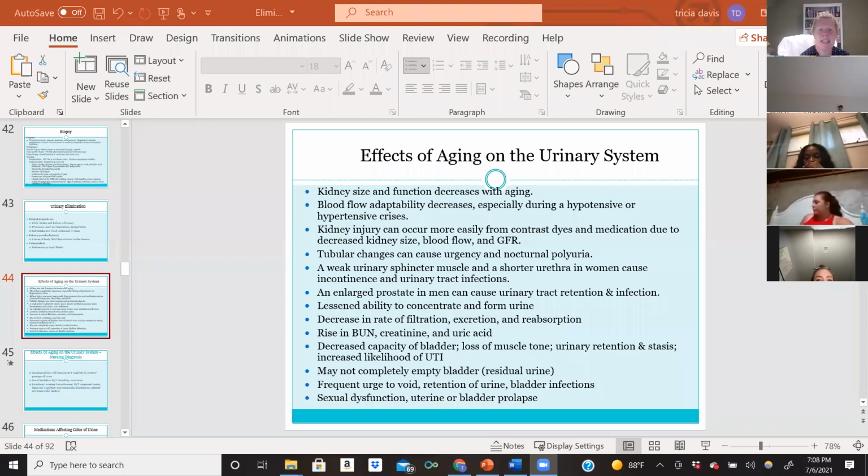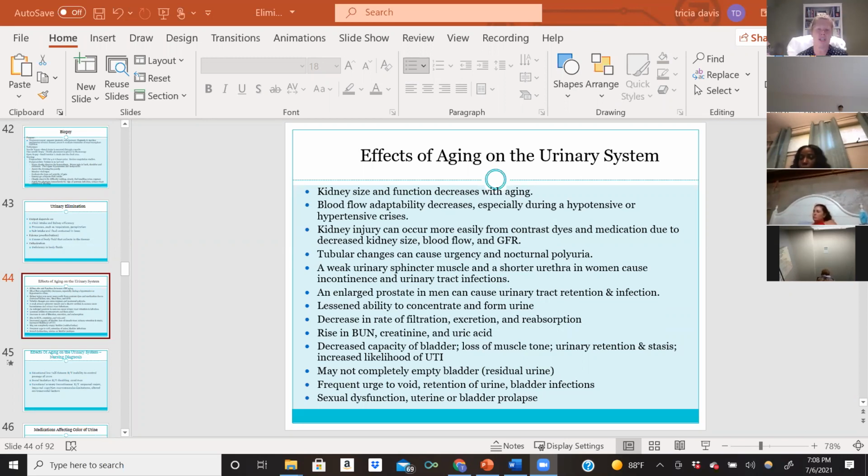Okay. Kidney injuries can occur more easily because of the contrast dyes and medication due to that decreased kidney size, decreased blood flow, and that decreased GFR. So it's more easy for us to cause injuries to the kidneys. Tubular changes can cause urgency and nocturnal polyuria. So that's where we're going to the bathroom very, very frequently and all night long.